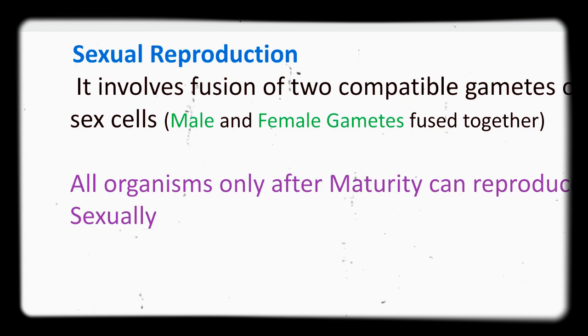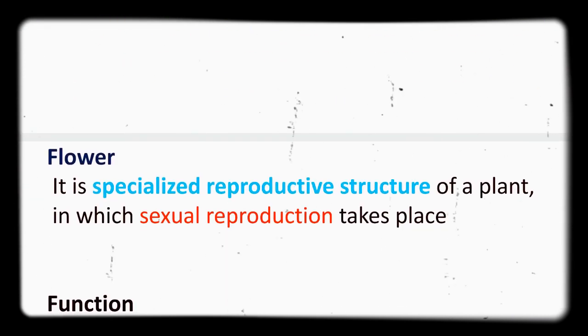Sexual reproduction involves the fusion of two compatible gametes or sex cells. It means it includes two parents, male and female, who reproduce their young ones by producing their respective gametes, male gametes from the male part and female gametes from the female part. These two gametes fuse together and convert into a zygote. That zygote leads to the formation of the next generation of those parents. All living organisms can reproduce sexually only after maturity.